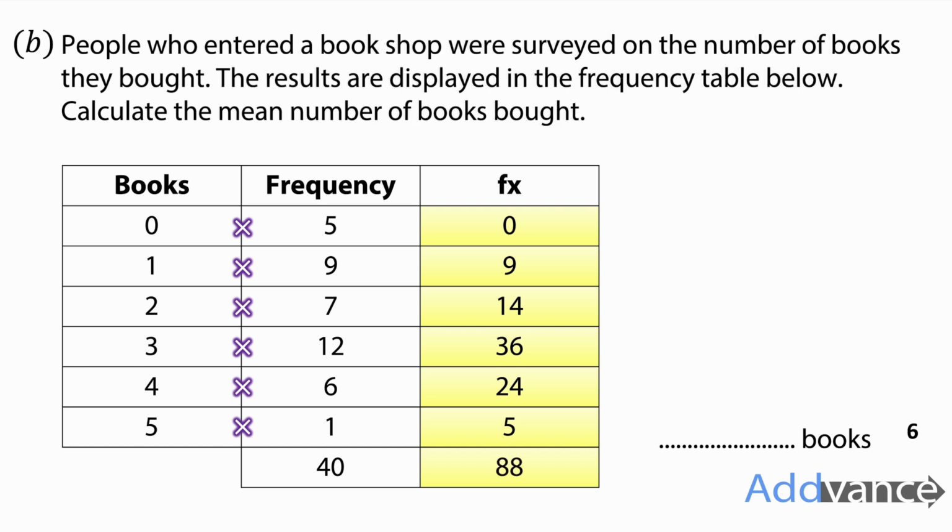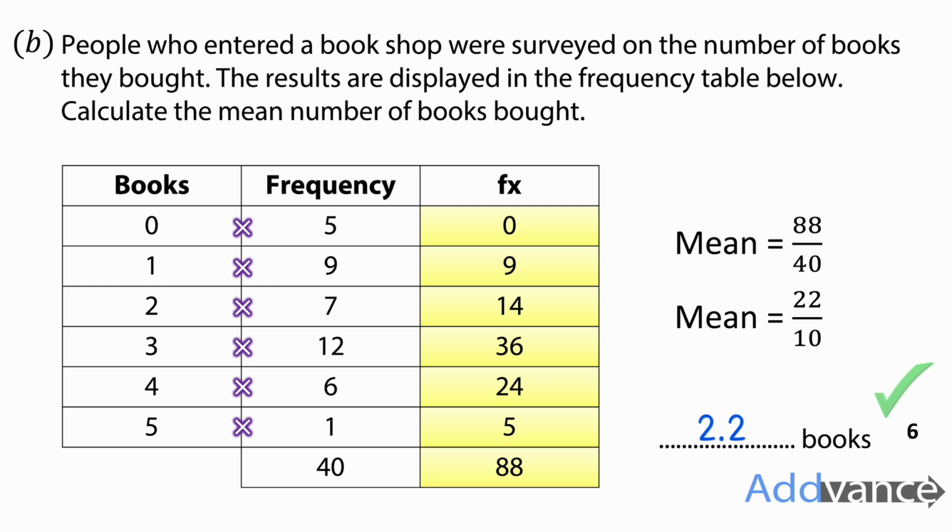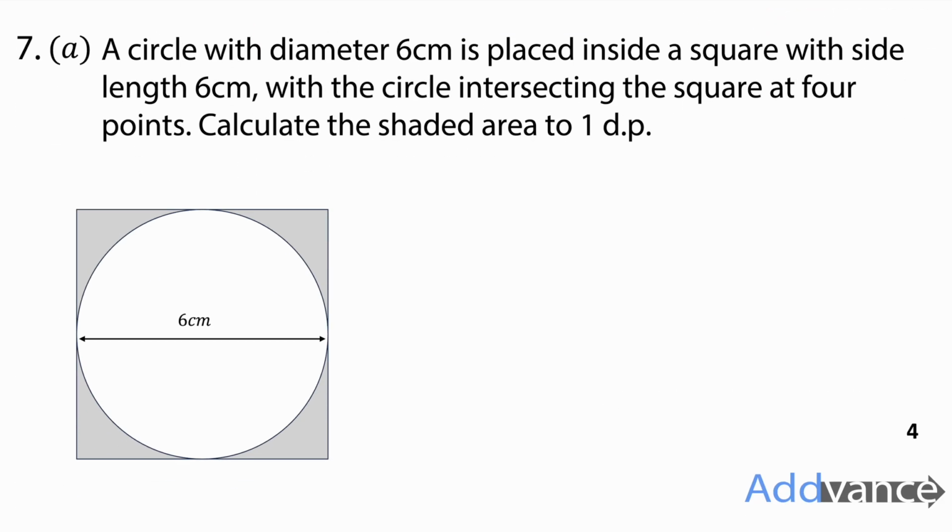We've got the totals of those 2 columns, and to find the mean, we just do the second column divided by the first column. 88 divided by 40. We simplify that fraction, divide by 4, and we get 22 out of 10, which is 2.2. 22 divided by 10 is 2.2. That's it. That's question 6. Question 7. We're really close now.